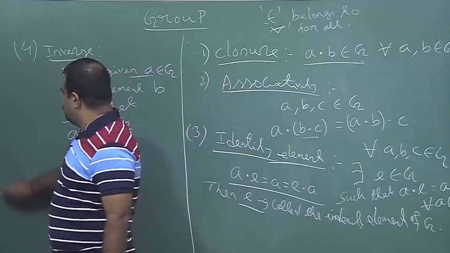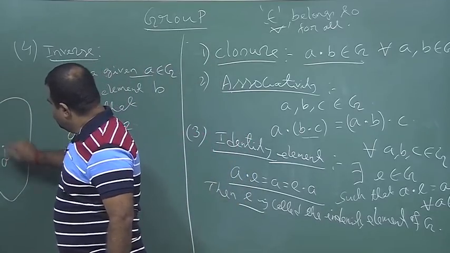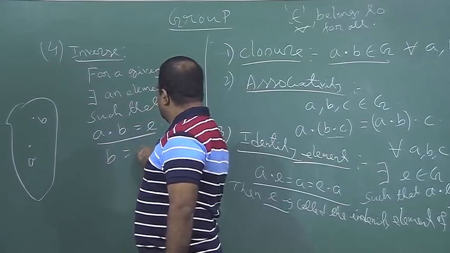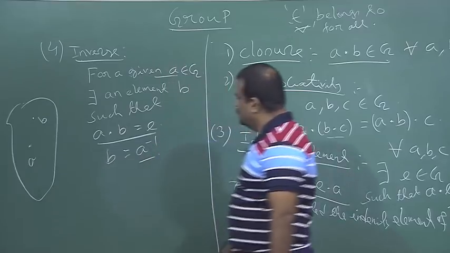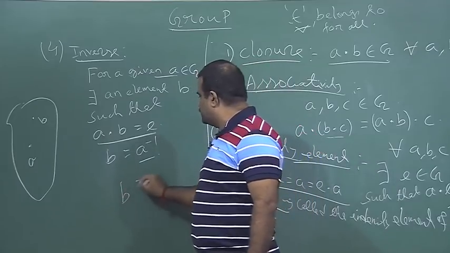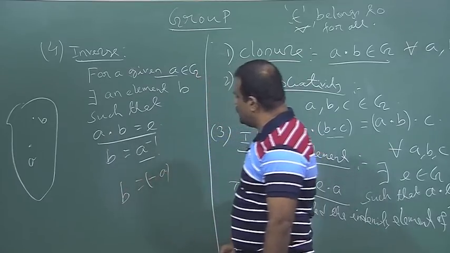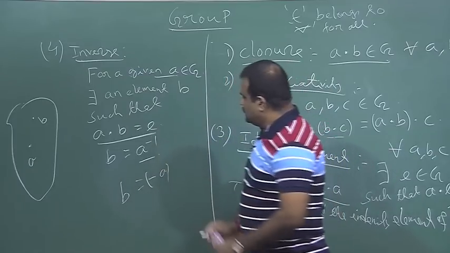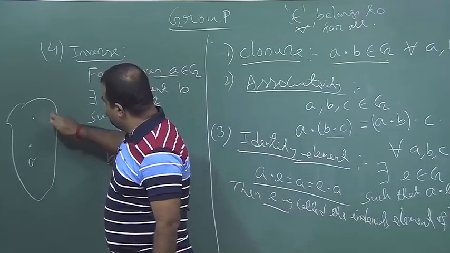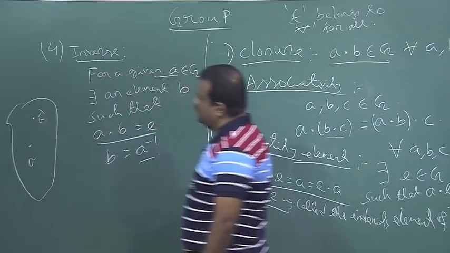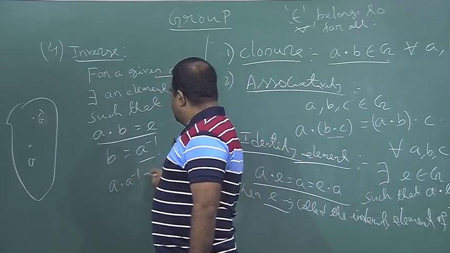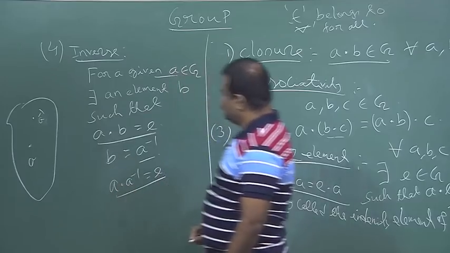So, we have a group G, we take an element A. So, there must be an element B. If this is true, B is usually referred to as A inverse. Okay. This is in multiplicative sense, but in additive sense B is referred to as minus A. Anyway, we will talk about that, but inverse is like this, A inverse. So, for a given A, there must exist a B which is called A inverse, such that if we multiply A with A inverse, it will give us the identity element. Okay.